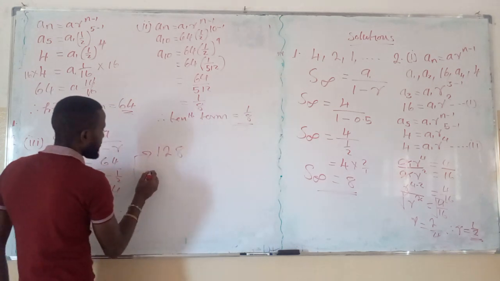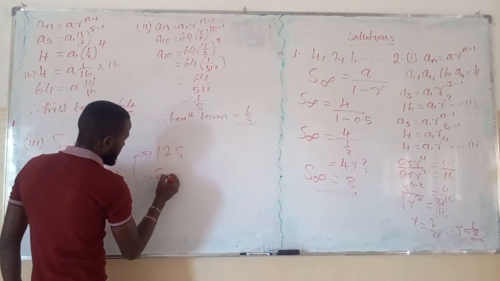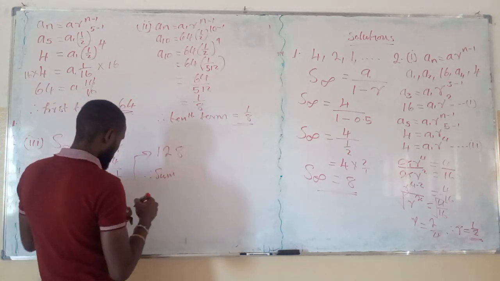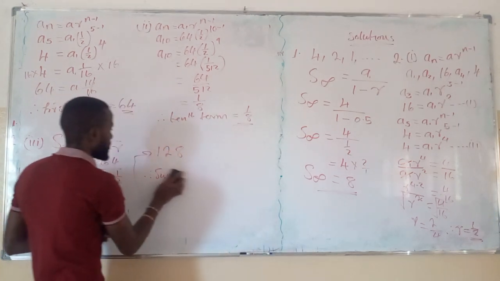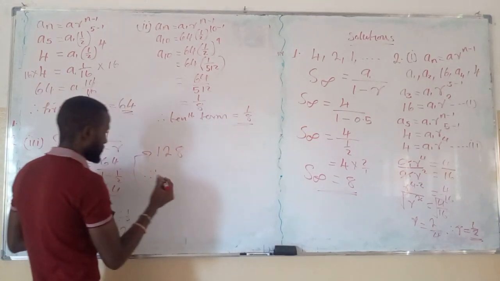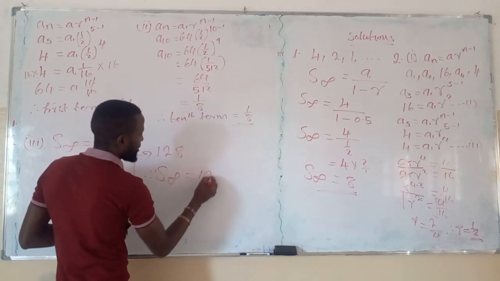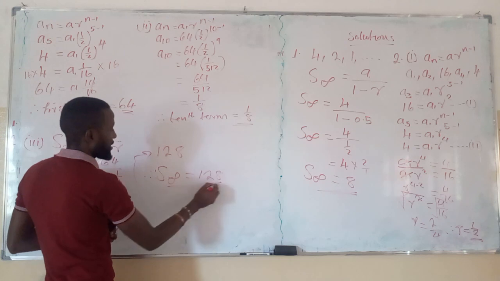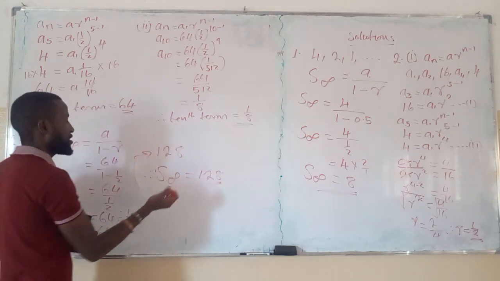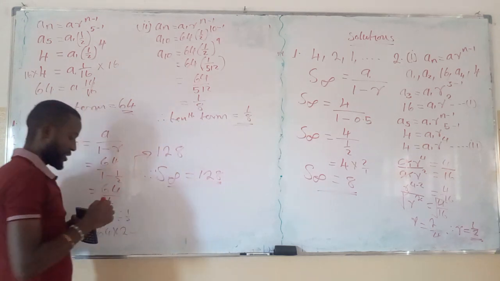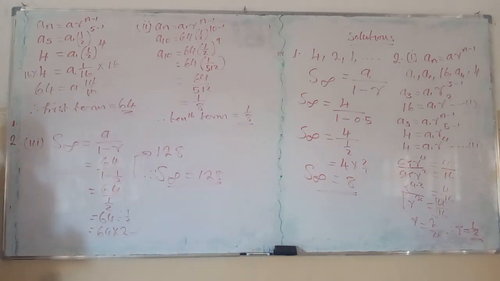128. Therefore, you can just write, don't write sum, just say, therefore, sum to infinity is equal to 128. That is how you work out this one. Sum to infinity is equal to what? 128. That is how you find this question.